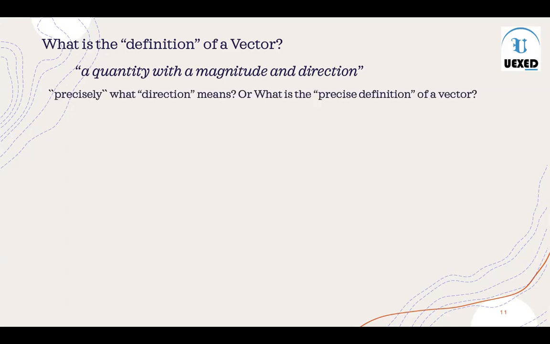Precisely what direction means, or I would say, what is the precise definition of a vector? This is a very relevant question, because now you are at an undergrad level and you must know that the property of a vector is that it should have magnitude and direction. So this is just a property. This is not a definition.